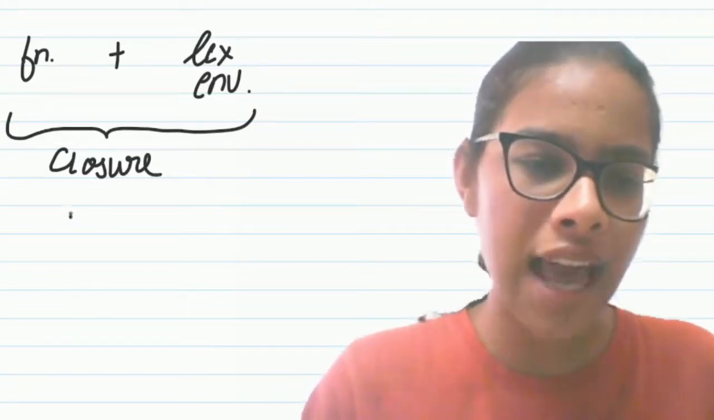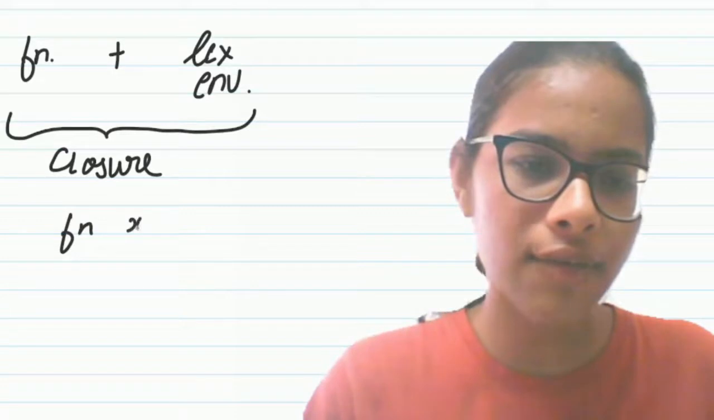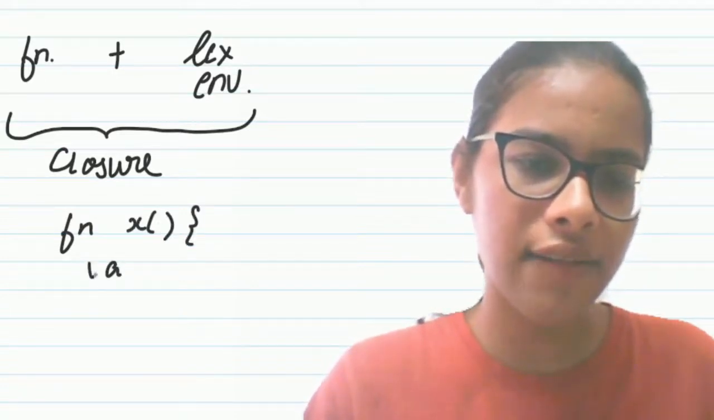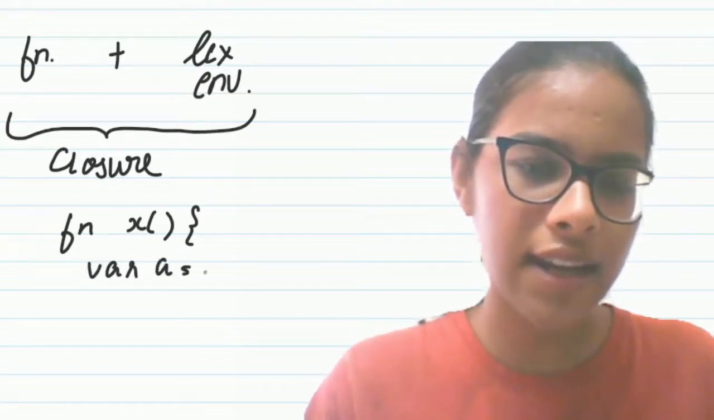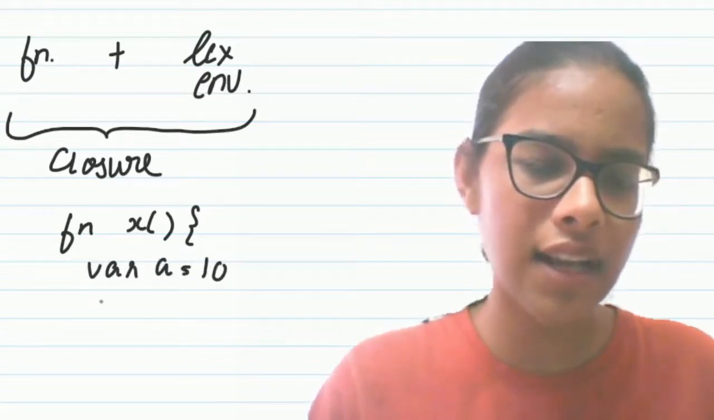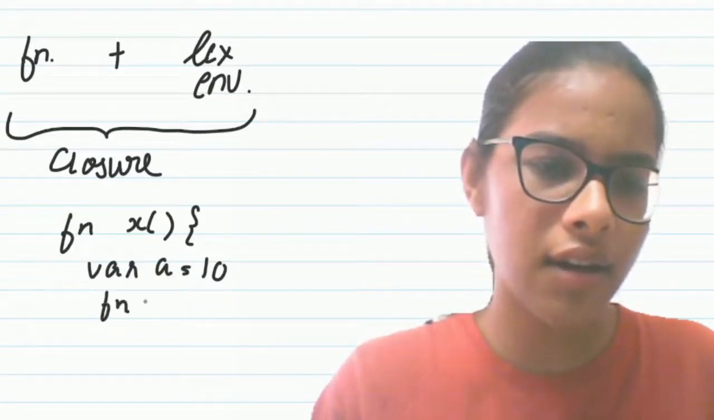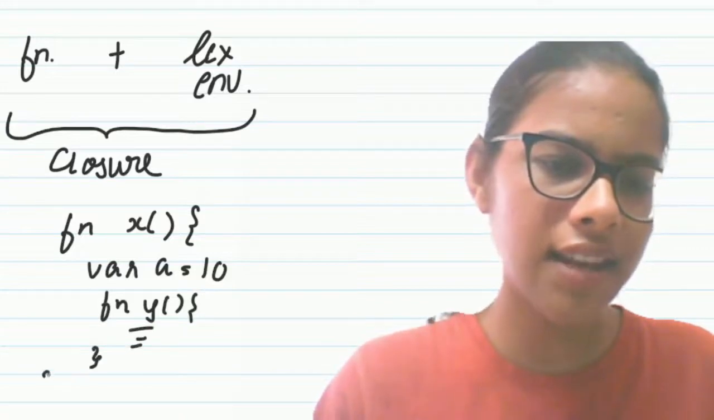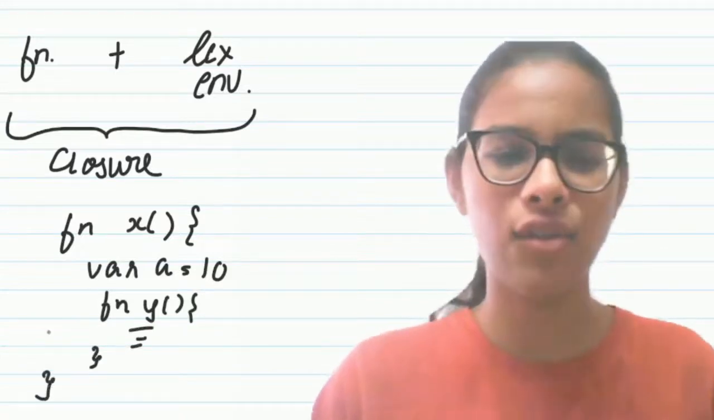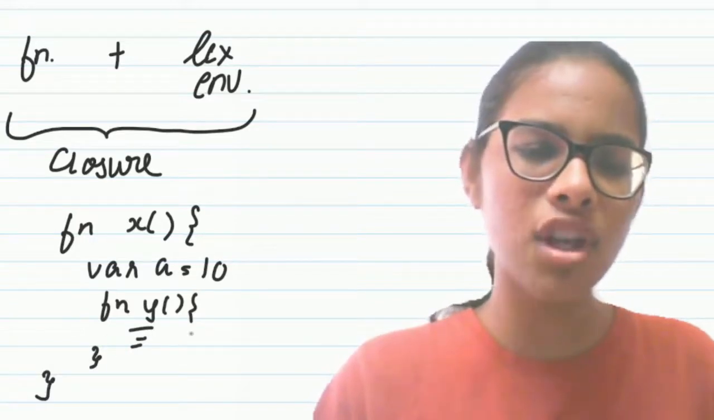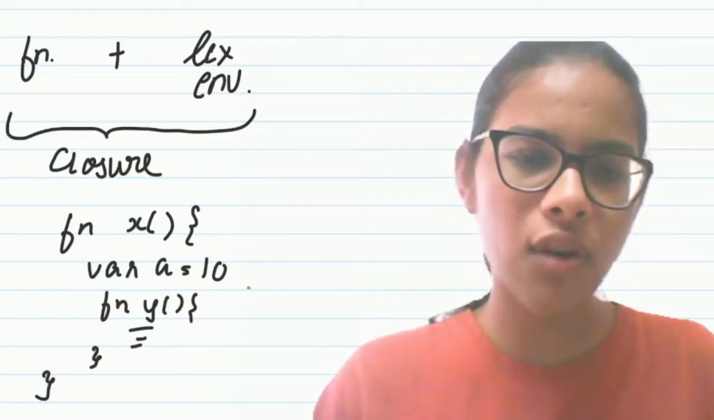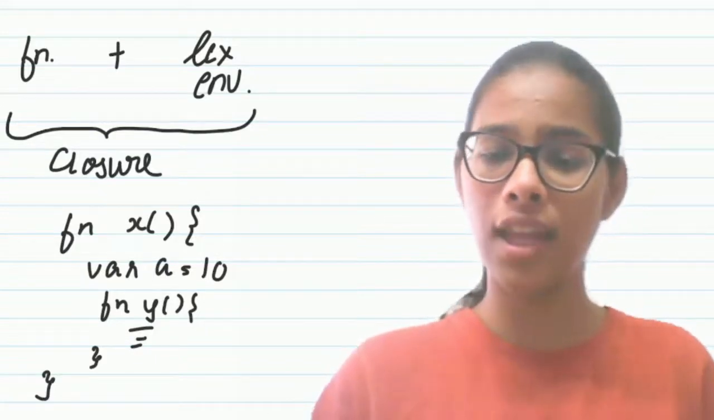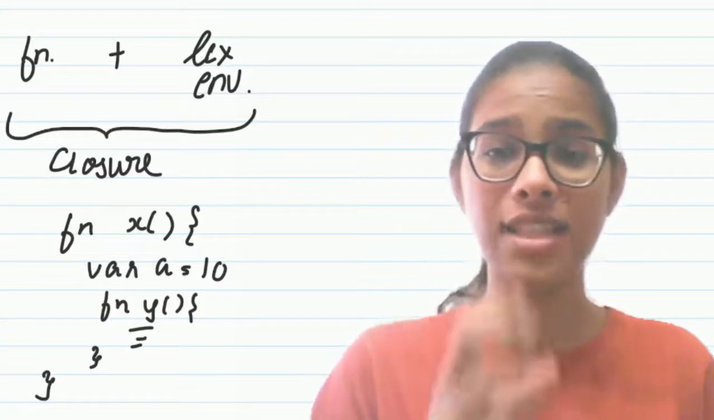So, suppose we have a function x, and over here we have declared a variable a which is equal to 10. Then we have a function y with some lines of code, and then we end y as well as x. So what is closure of y? If I just write y as closure, then what is a closure over here with respect to y?